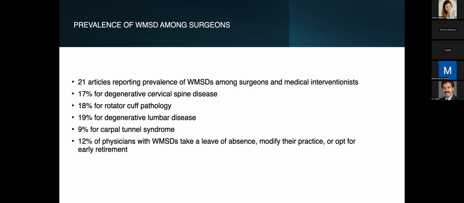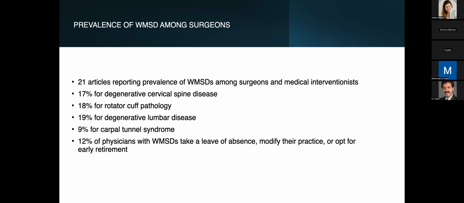The impact on surgeon practice is pretty impressive. I think 12% of physicians with these disorders take a leave of absence, or they modify their practice, or sometimes even opt for early retirement. Survey-based studies showed a range of 55 to 95% of surgeons reported some kind of discomfort related to surgery. Pain is typically in the hands, arms, neck, and back and shoulders.